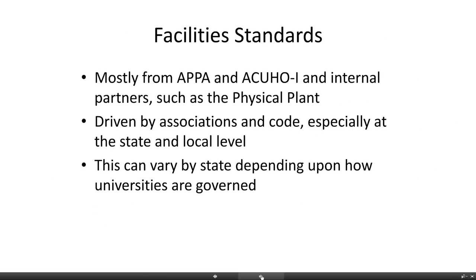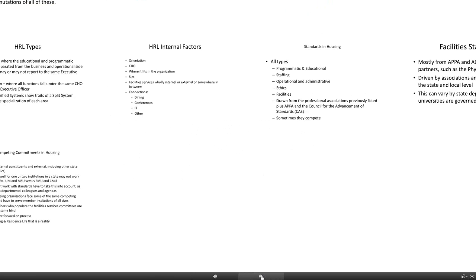Again, as we look at facility standards, mostly from APA and ACUHO-I, and internal partners, such as the physical plant. They tend to be driven by associations and code, especially at the state and local level. This can vary by state depending on how universities are governed.